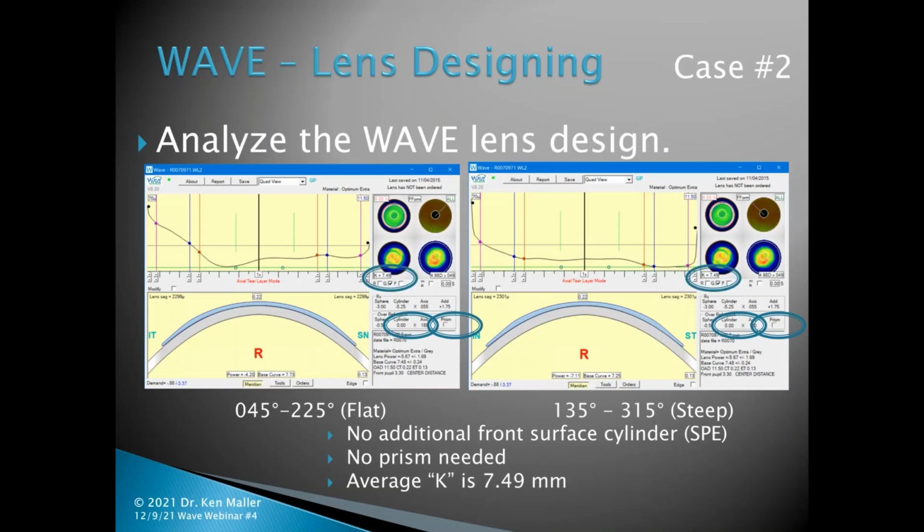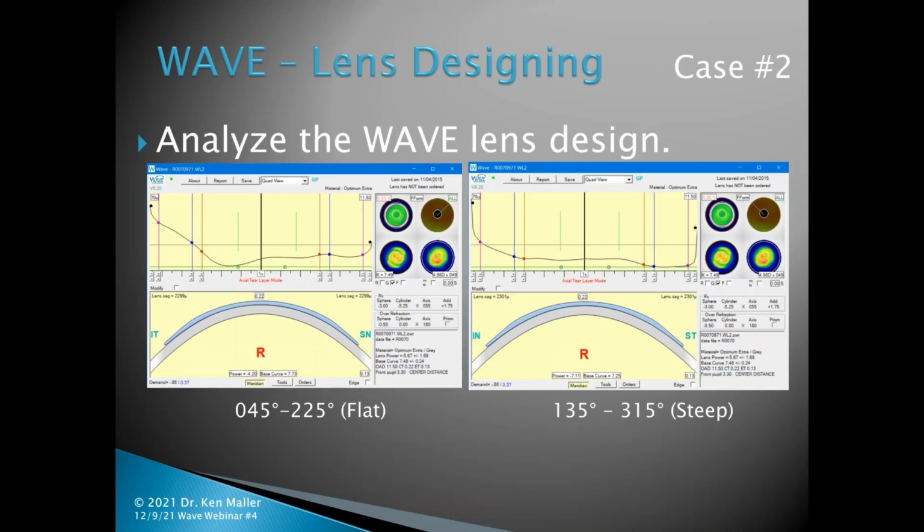The average K is 7.49 millimeters, and you can see here I have a base curve. The median base curve is 7.48. You'll notice that there's another number after there, that's plus minus 0.24. I'm going to talk about that a little bit in the third case, not so much in this one. But it's basically a mid-K fit is what I designed for this particular gentleman. Okay, so let's move on.